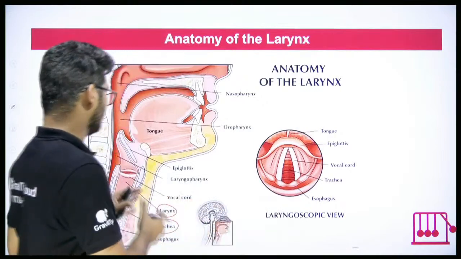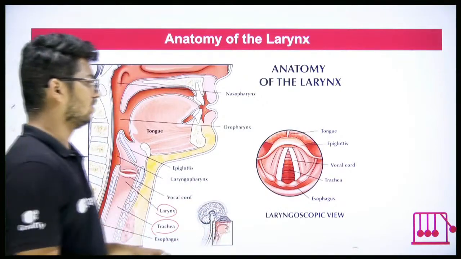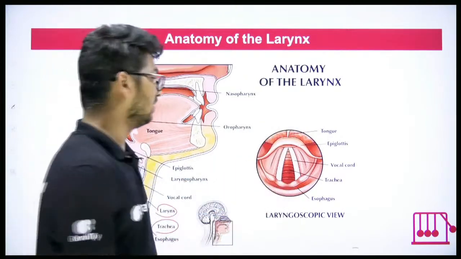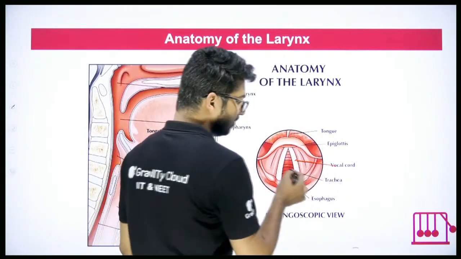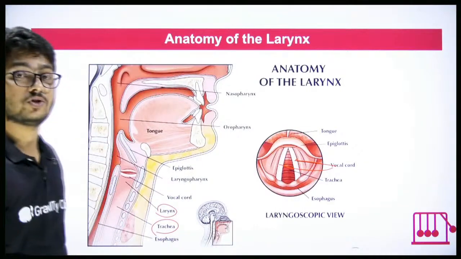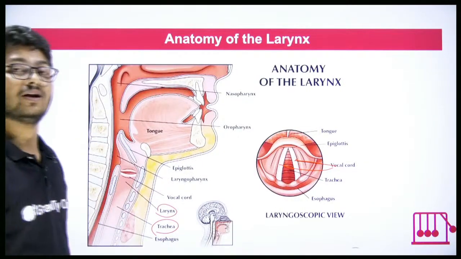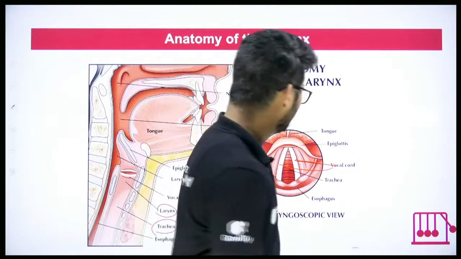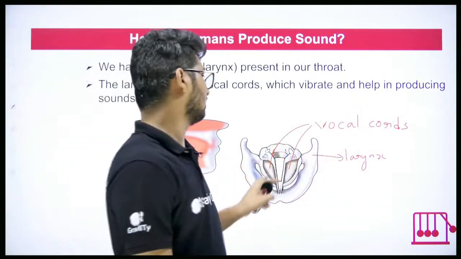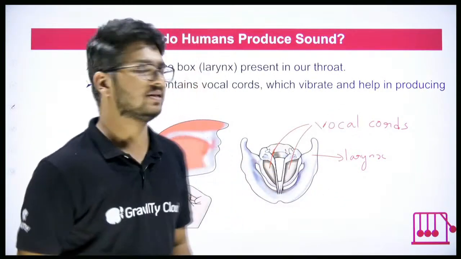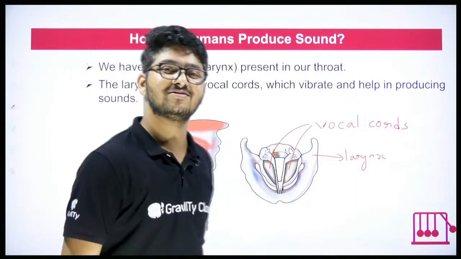So coming back here, this picture is a larynx, and here you can see the vocal cords, this one and this one. Those two are the vocal cords. In detail, it is not required. All that you have to know is that we have a part called the larynx, and that larynx contains two flap-like things called vocal cords.